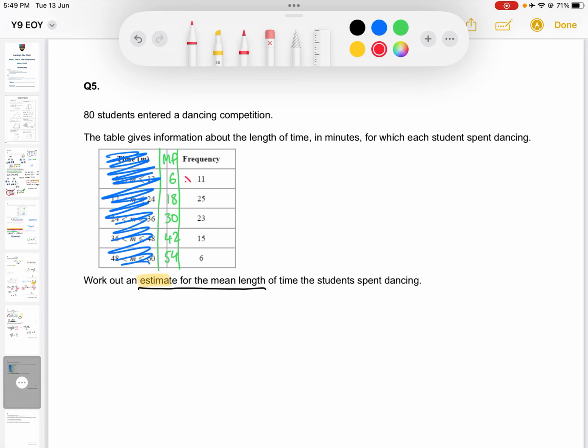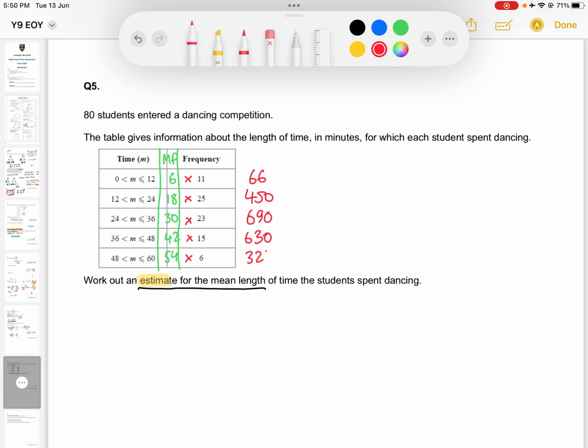First thing we need to do is get our mini totals, so the total of all of the students from the first group, second group, and so on. We do that by multiplying how many dancers there were with this length of time here. So 11 sixes, we're going to get 66, 450 for the next one, 690, 630, and 324. That gives us our total minutes for each group.